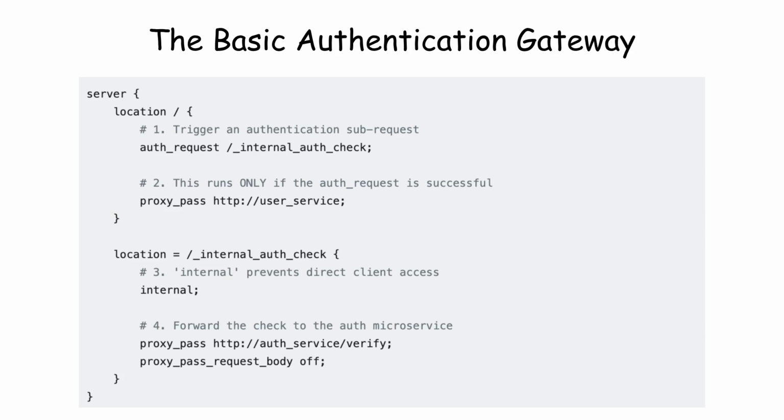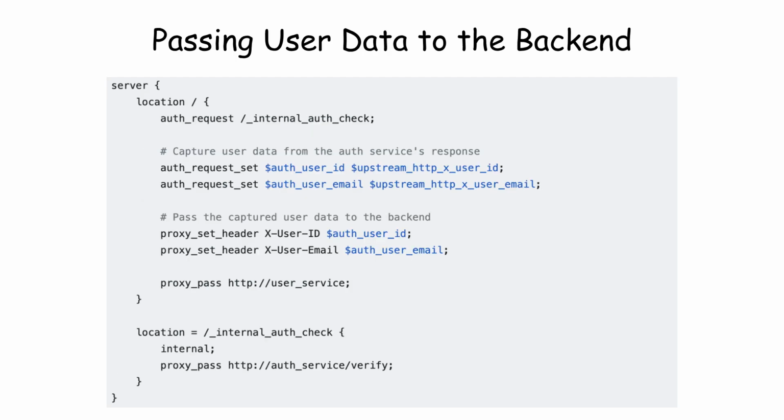However, if the auth_service returns a 401 unauthorized or 403 forbidden, the auth_request fails. NGINX immediately stops processing and returns that error code to the client, effectively blocking access before it ever touches our main application. Blocking unauthenticated requests is a great start, but it's not enough.